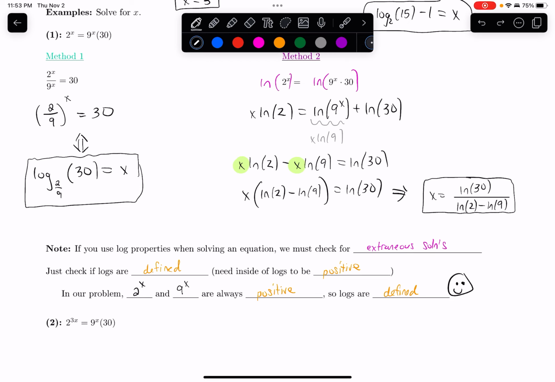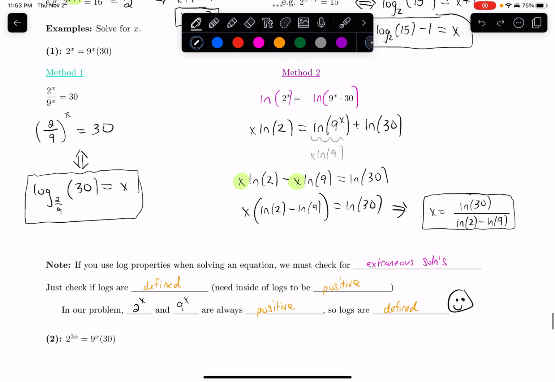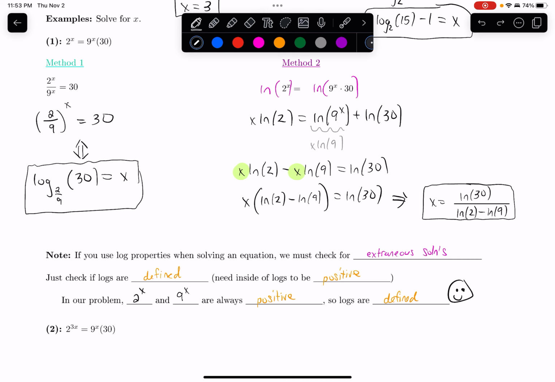So we are good. Notice that when I do this extraneous check, I didn't actually have to plug it in to both sides and simplify it and make sure that they're both the same, although I could. It turns out the only possible problem I can run into is, when you plug it in, are any of the logs undefined? Because if they were undefined, the answer is extraneous. It's not going to work.